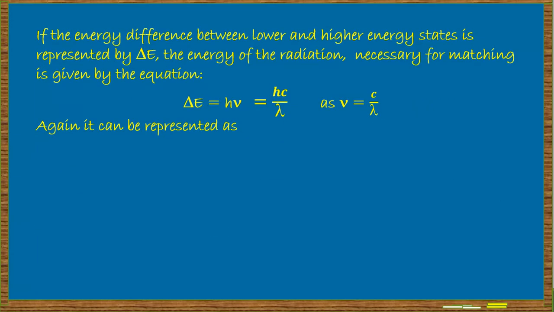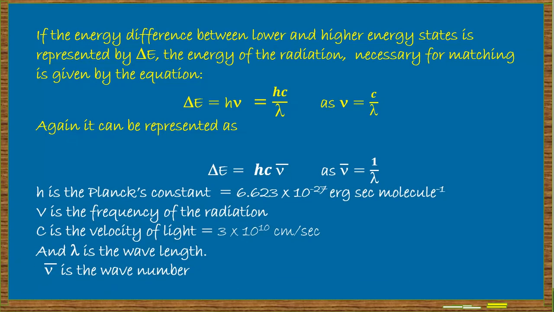The next is, if the energy difference between the lower and higher energy state is represented by delta E, the energy of the radiation necessary for matching is given by the equation delta E is equal to h nu. That can be represented as hc by lambda, because nu is c by lambda, where c is the velocity of light, lambda is the wavelength, and nu is the frequency. Again, it can be represented as delta E is equal to hc nu bar, as nu bar is the inverse of lambda, that is 1 by lambda.